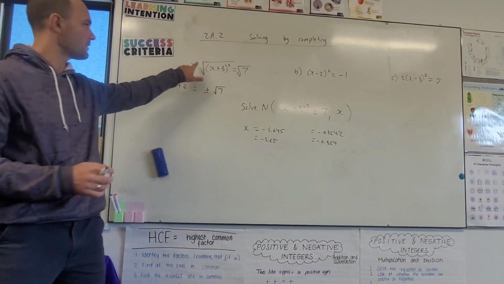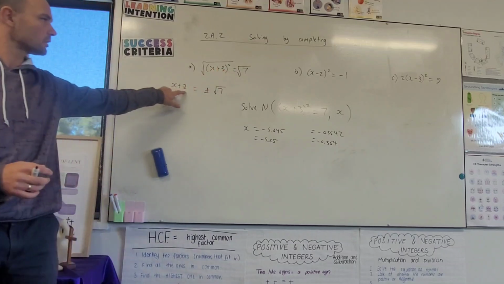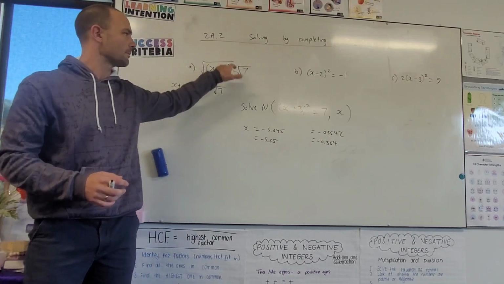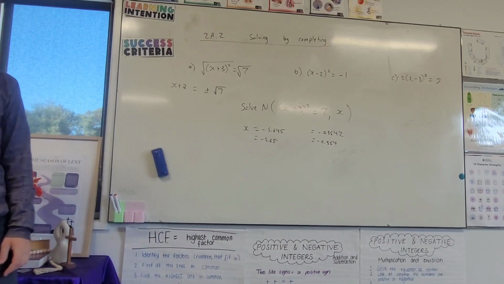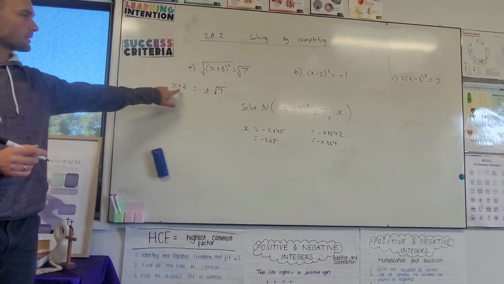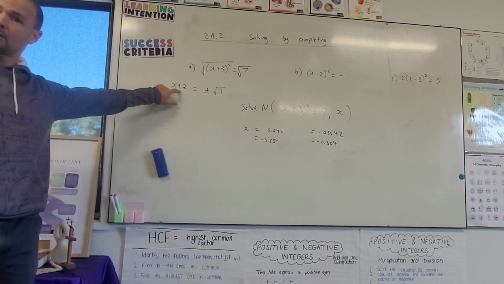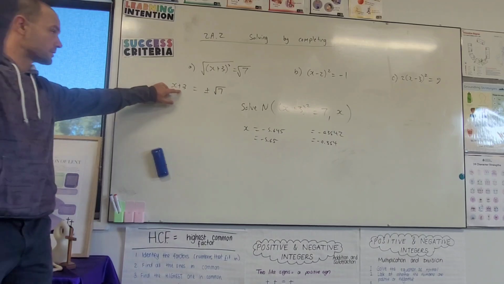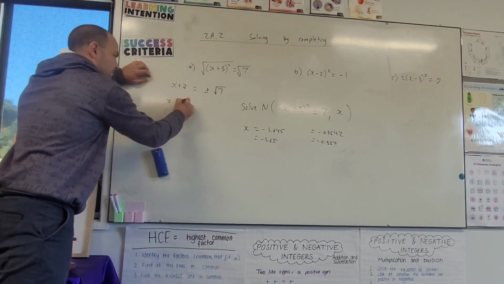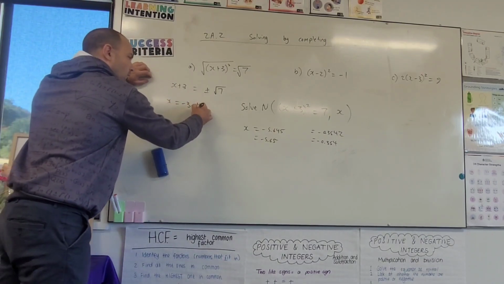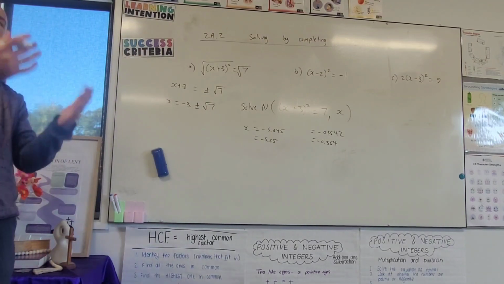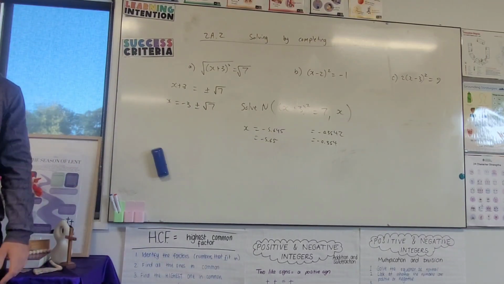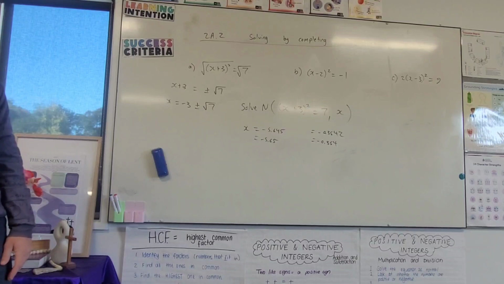So on the left-hand side, the square root and the squared have cancelled. On the right-hand side, we know that when we square root a number, we get the positive answer or the negative answer. Then if we're trying to get x by itself, all we're going to do is take away 3 from both sides. So we're going to have x is minus 3 plus or minus root 7. I've moved the 3 over to the other side.